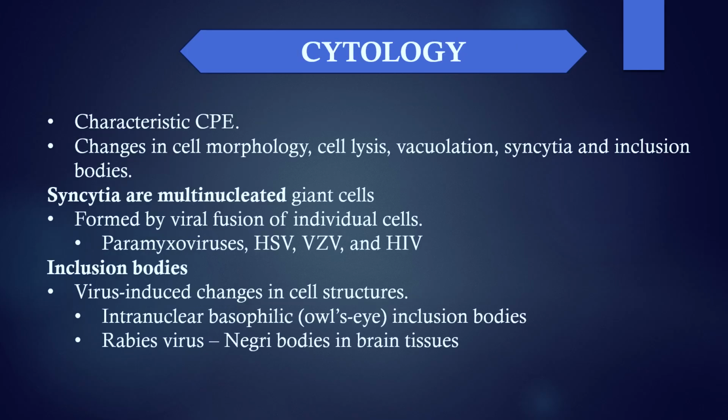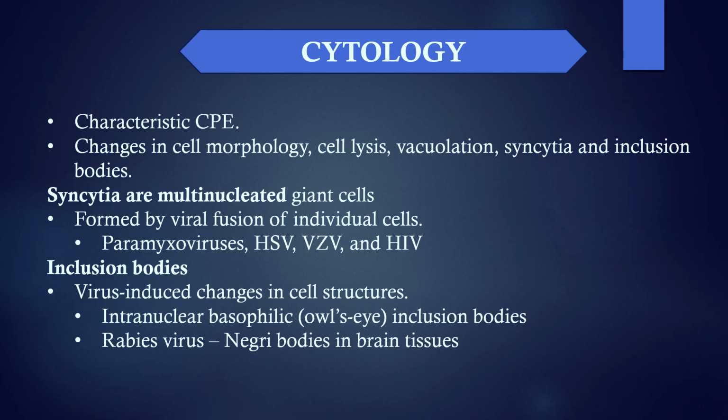The first method is the cytological examination with the gold standard procedure, that is virus isolation and cultivation in tissues or in animal models. We identify the cytopathic effects. Many viruses produce characteristic cytopathic effects. The characteristic cytopathic effects in tissue samples or in cell culture include changes in cell morphology, cell lysis or vacuolation, and in some cases, syncytia formation and inclusion bodies.